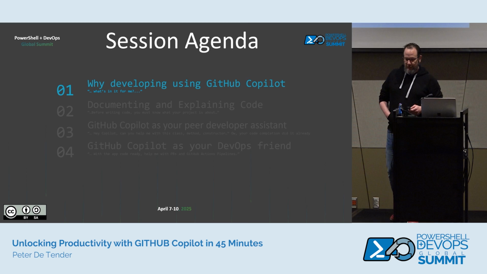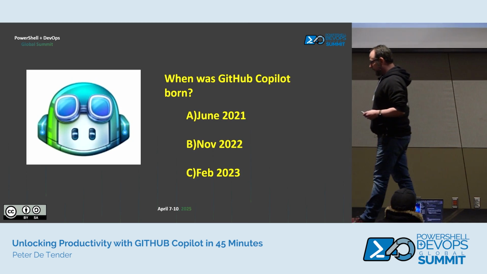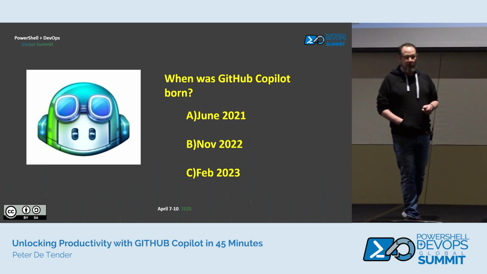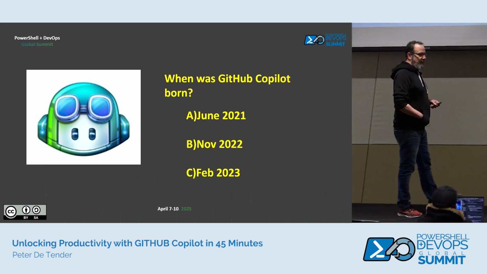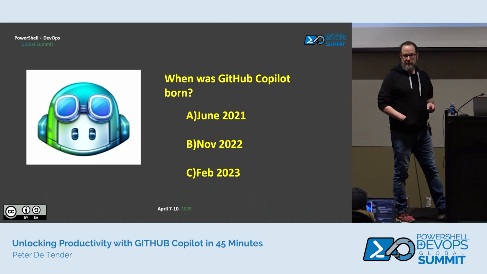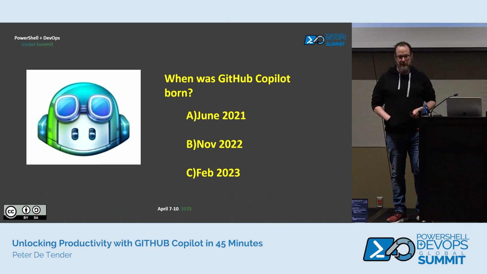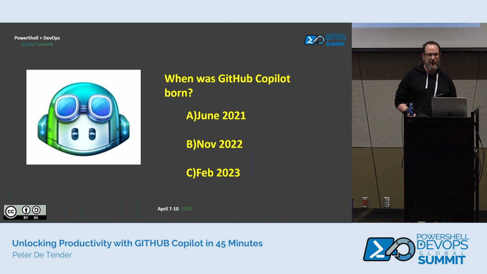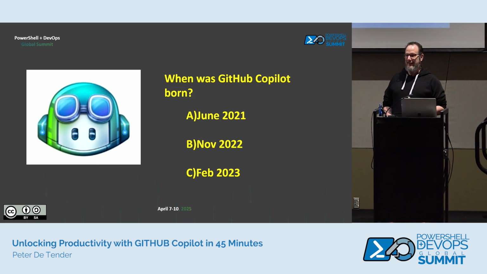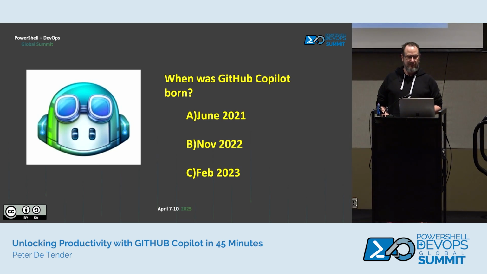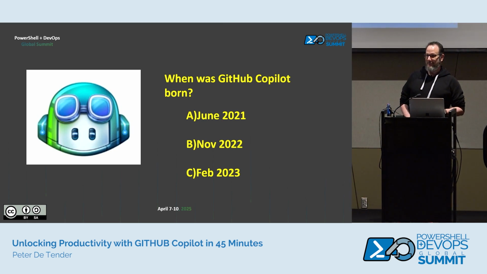So first of all, why developing, right? Now to keep it a bit interactive, little game here. When did GitHub Copilot start? When was this little guy born? A, B, or C? Who says A? Good. Who says B? A little bit less. Who goes for C? Oh, good. Well, A was the correct one.